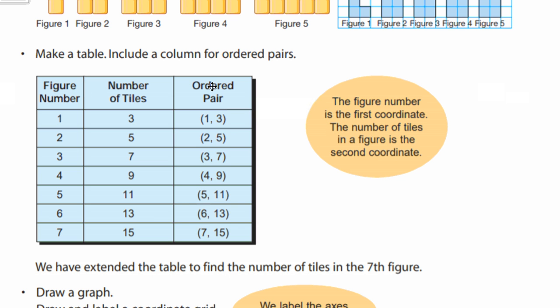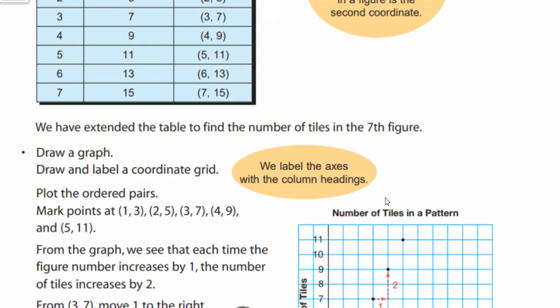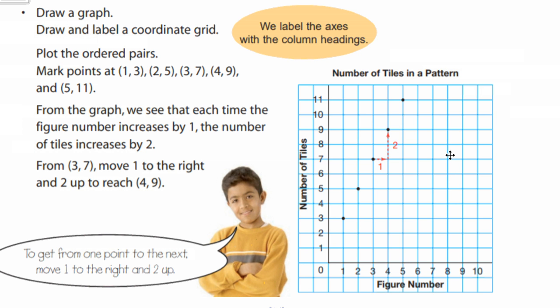What we're going to do is use these ordered pairs to plot this on a grid and represent this pattern in a different way. So we are going to get some grid paper and draw a graph. We're going to put on our vertical and our horizontal axes and label them. I have 0 to 10 at the bottom and 0 to 11 up the vertical axis. Then we're going to label the axes.